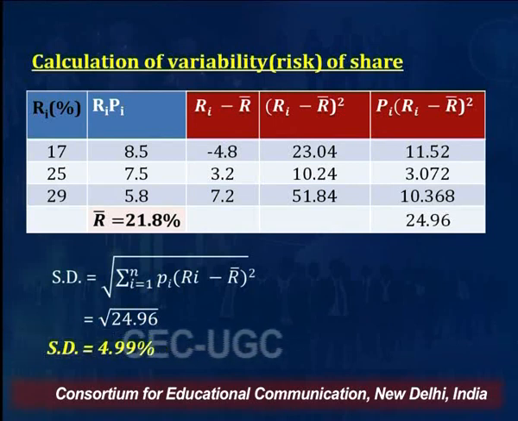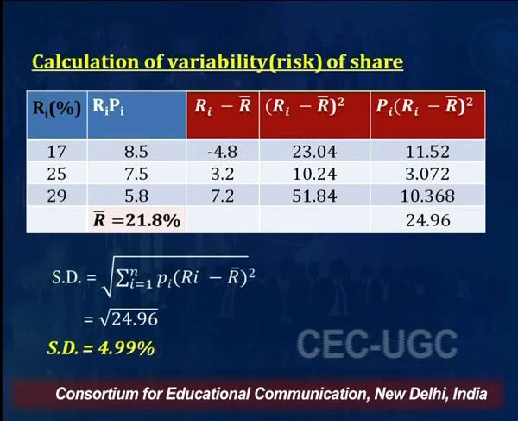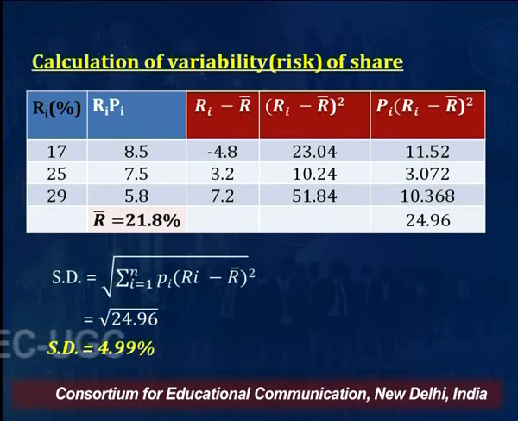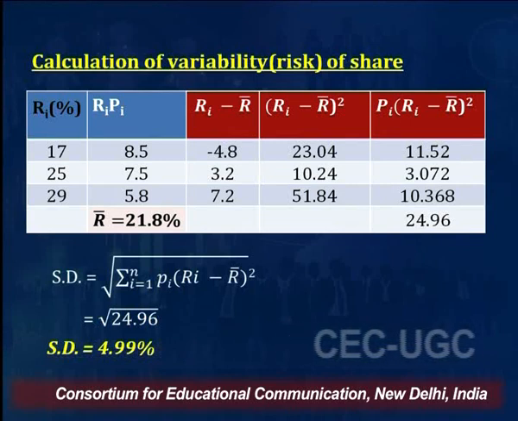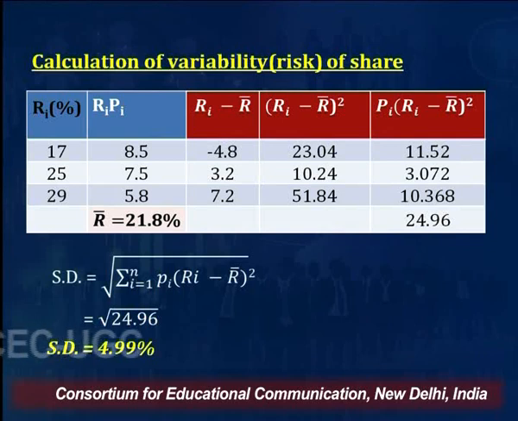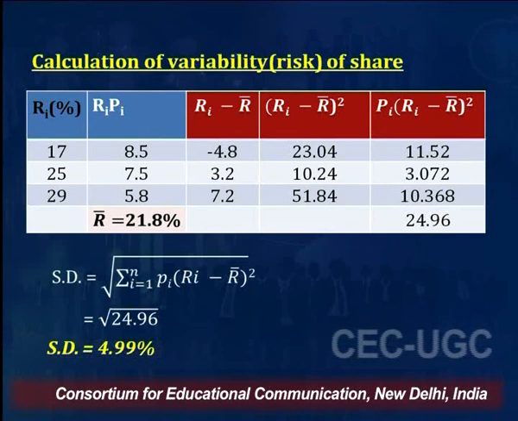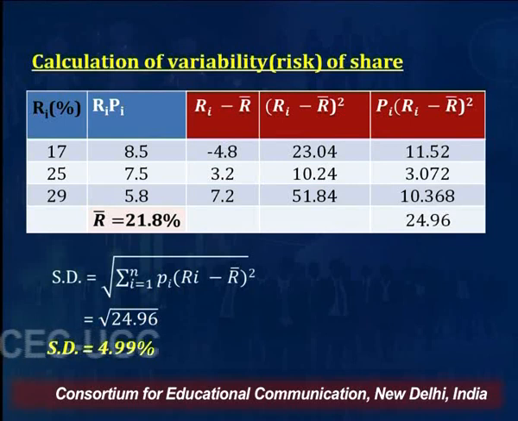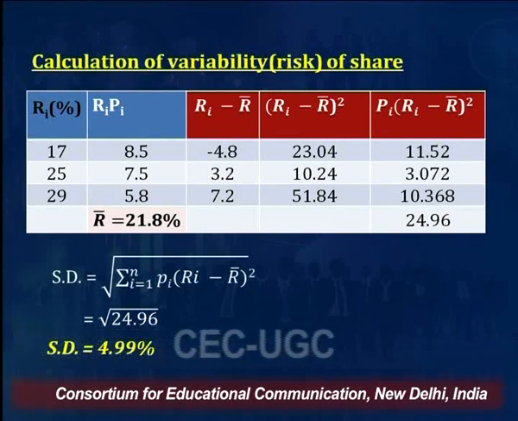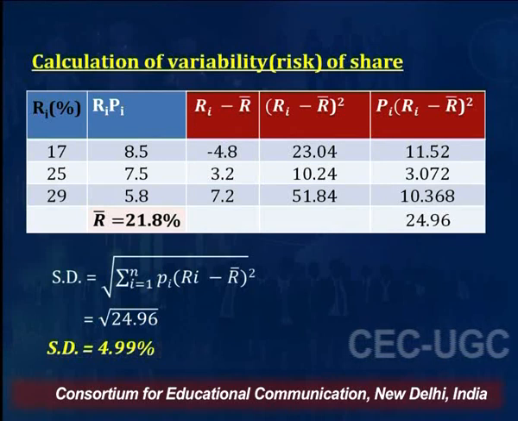So 17 rupees, 25 rupees, 29 rupees, right? It is the return which you are getting. You multiply it with the probability, you get 8.5, 7.5, 5.8. Means the probability of getting 17 rupees return is 50%, right? So you multiplied 17 with 0.50, you get 8.5. Similarly, 25 multiplied by the probability which you are expecting, 0.2, that comes to 7.5. 29 multiplied by 0.3, that comes to be 5.8, right? So you have calculated this.